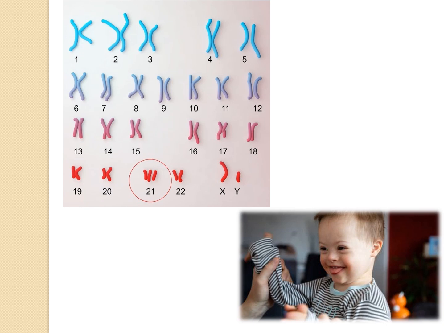But if you look at the 21st place, what is happening there? Instead of having 2 chromosomes, these children have 3 chromosomes there. That is why the condition is called trisomy. That means 3 chromosomes at the 21st position. So it's called trisomy of the 21st chromosome. These are the children who have 47 chromosomes in every cell of their body.